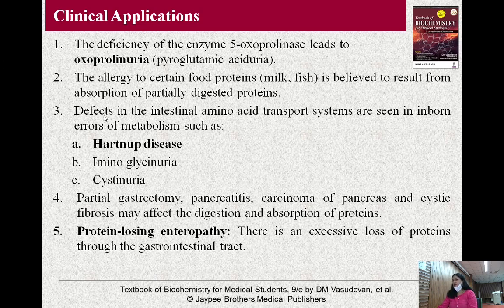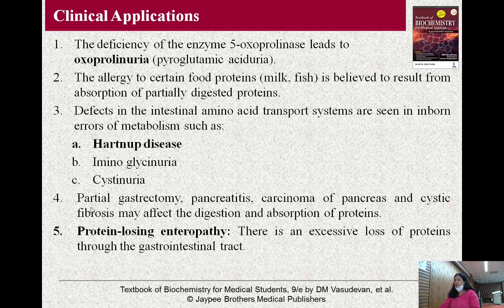Okay. So in Hartnup's disease, what happens? There is a transport defect. There is a defect in the transporter for the neutral amino acids as well as tryptophan. And remember, you can synthesize niacin from tryptophan. So in Hartnup's disease, there is tryptophan deficiency or niacin deficiency leading to pellagra. Clear? Then protein losing enteropathy, it can occur during bacterial infection or viral infection. So what happens? Whatever protein you take, it cannot be digested and absorbed. As a result, an excessive amount of protein will be lost through the gastrointestinal tract.